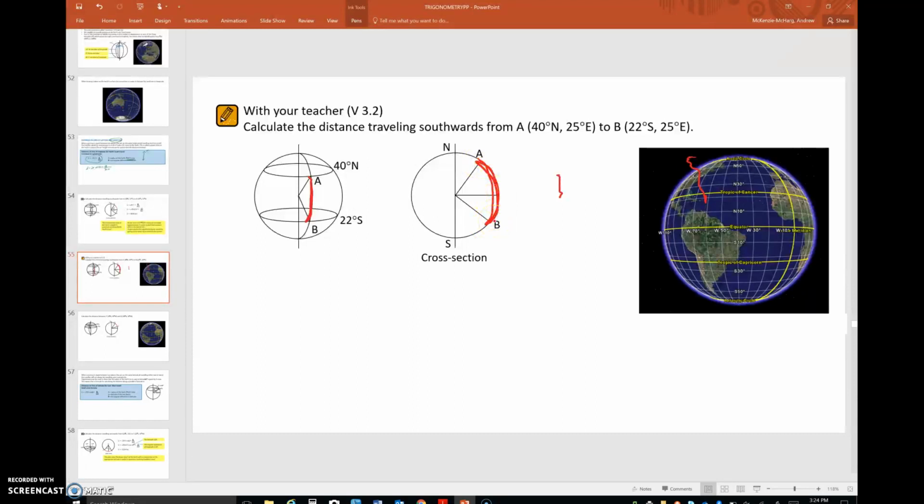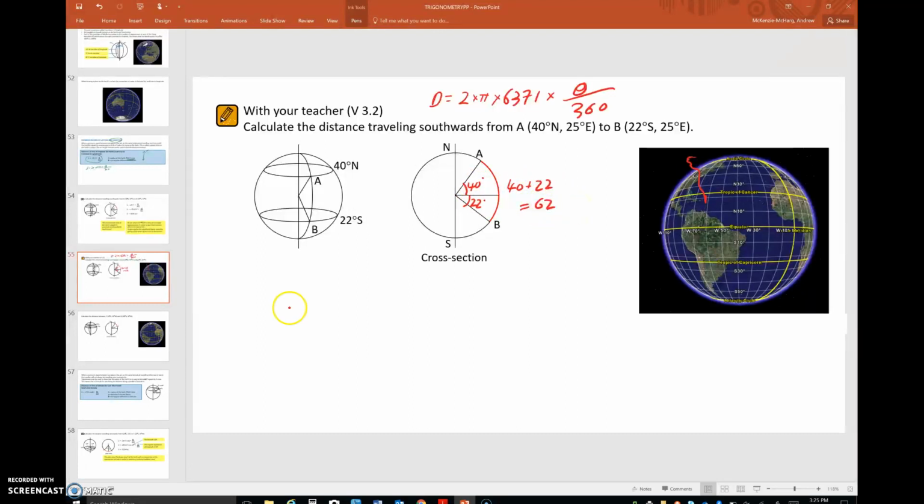Okay, so we're going to use this diagram to find out the angular separation for our formula. So our formula says that D equals 2 times pi times 6371 times theta on 360. We want to work out what is theta, what is that angle in there. Well, we know that A is 40 degrees to the north of the equator and B is 22 degrees south. So the angular separation is those two angles added together, so we get 62 degrees for that one.